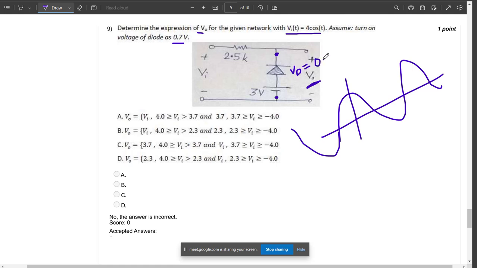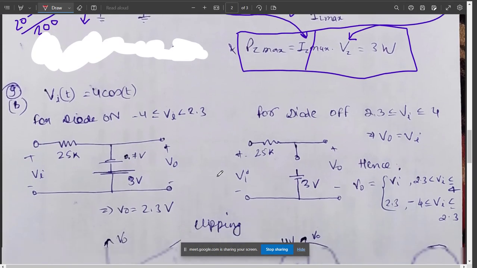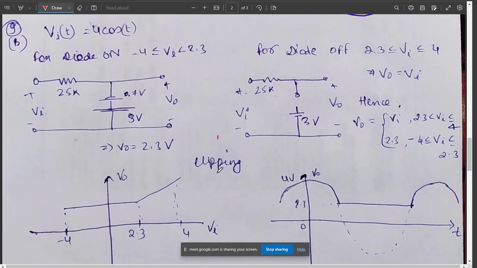So now when Vi is greater than 2.3, then it will be reverse bias and output will be equal to input. But when Vi is less than 2.3, we are modeling it as an ideal diode, so it will short circuit the output, and that 2.3 volt source will come across the output directly. So output will be 2.3 volt. Yes. Correct. Okay.